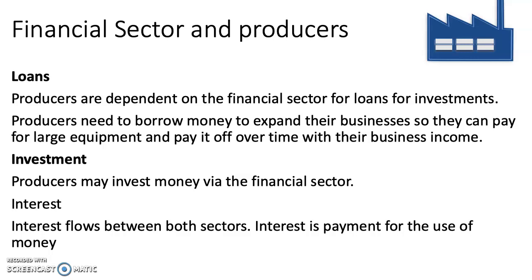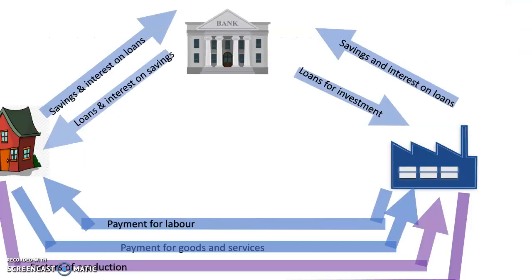Sometimes the financial sector will receive money from the producers if they've got money to save. So they might be doing really well, making quite a lot of money and deciding to put it away for when they want to expand, or if they've got some other expenses coming up. And so just like a household, a producer can have savings and invest them through the finance sector.